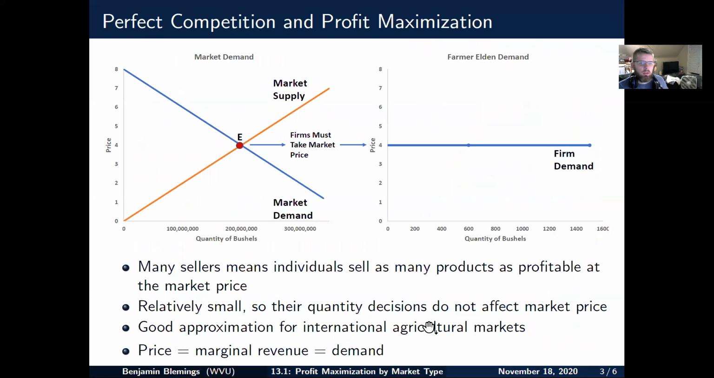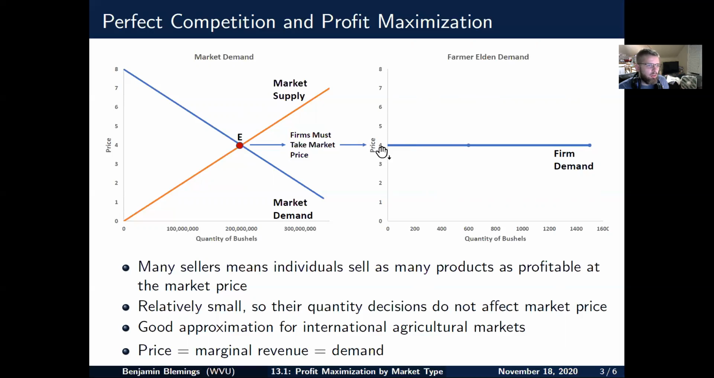And so this is digging a little bit deeper into those last two figures I showed you, and this is perfect competition and profit maximization. So this is our typical supply and demand that we've seen. The equilibrium price is 4. What does that mean for a small farmer?